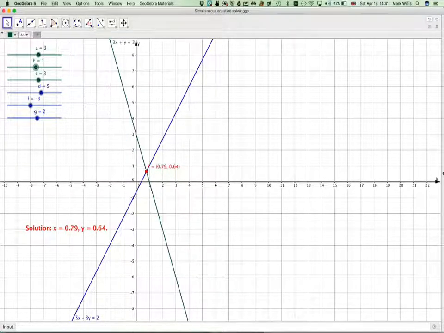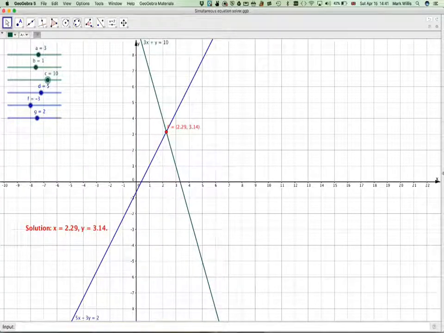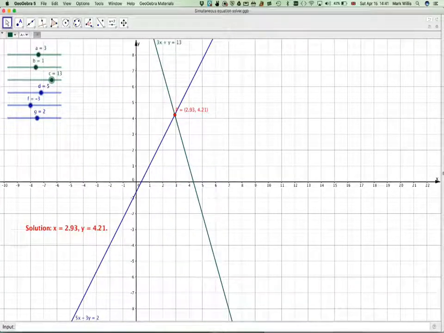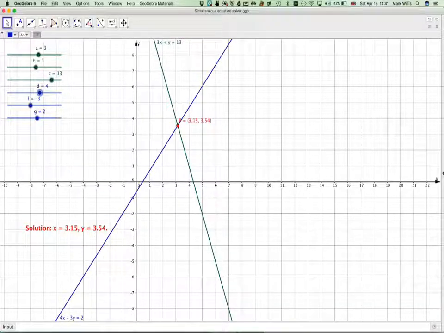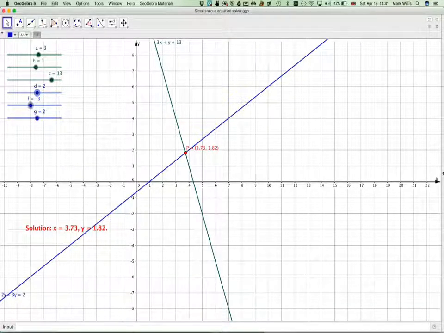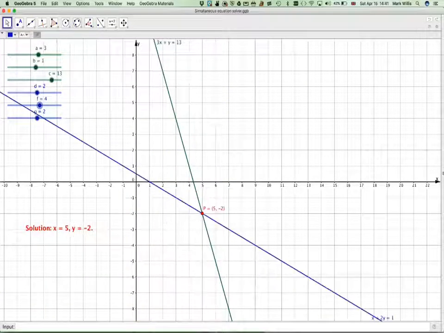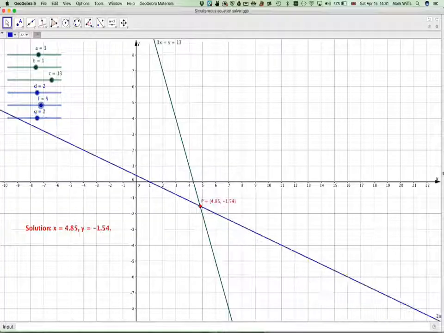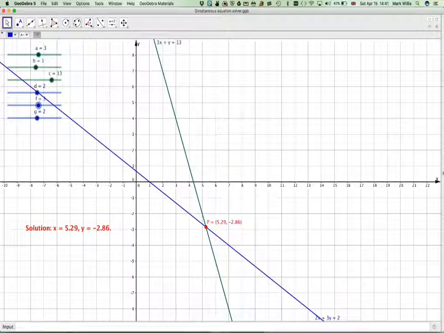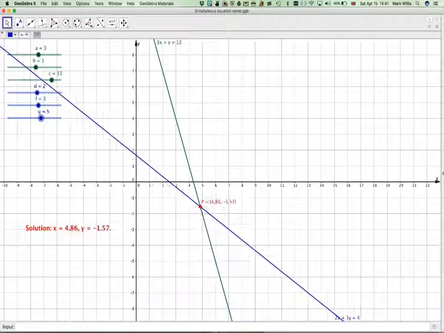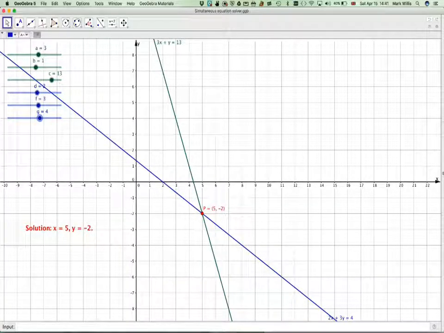B is 1 because y, and C is 13. Okay, and then the second one, x is 2, so D is 2, and y is 3y, and the last term G will be 4. Okay, and we can see what we've done.